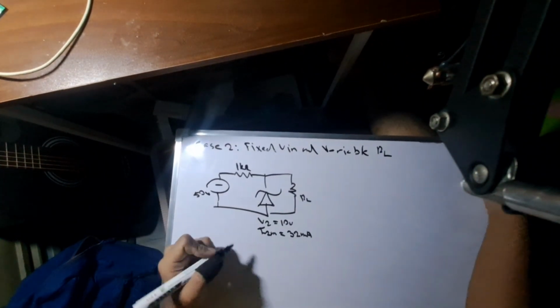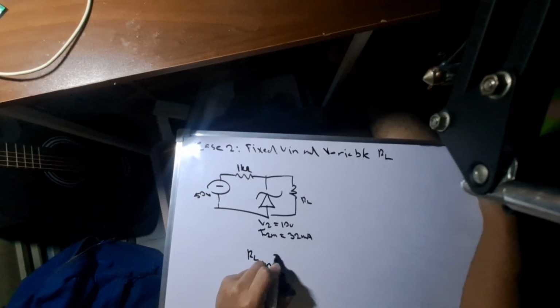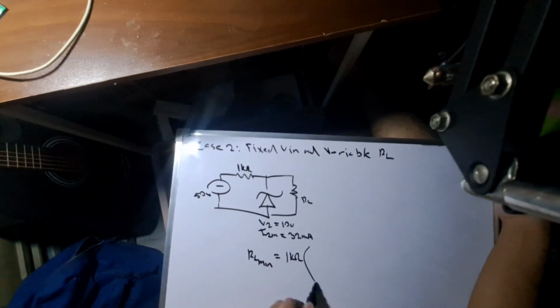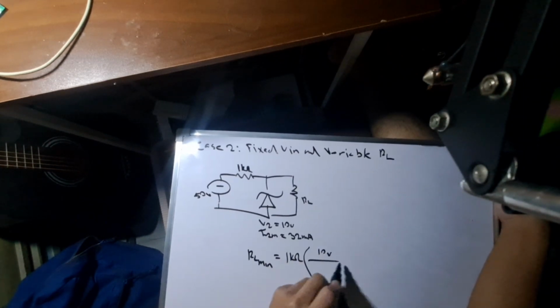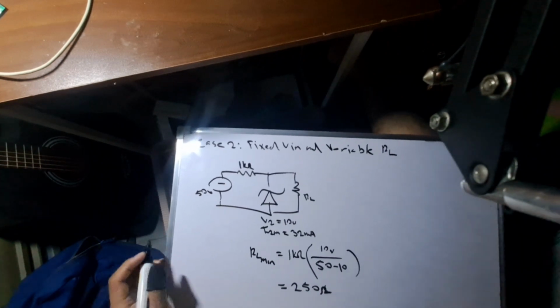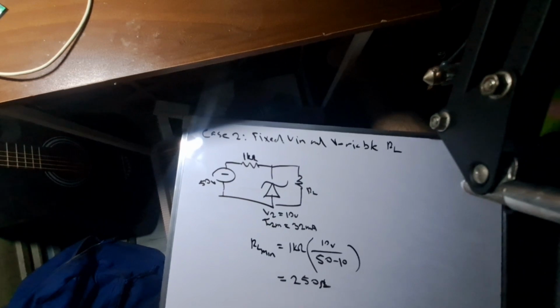So, let's derive RL from the voltage divider rule. RL minimum is equal to our R, 1 kilo ohm, divided by VZ, 10 volts, over 50 minus 10. Our RL minimum is 250 ohms.